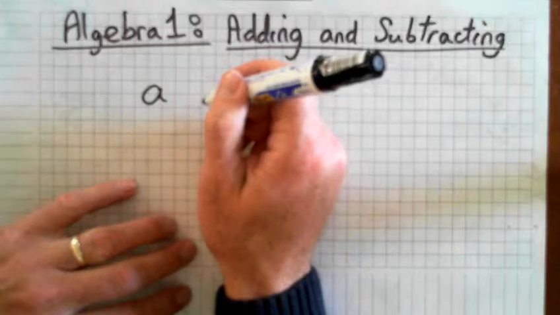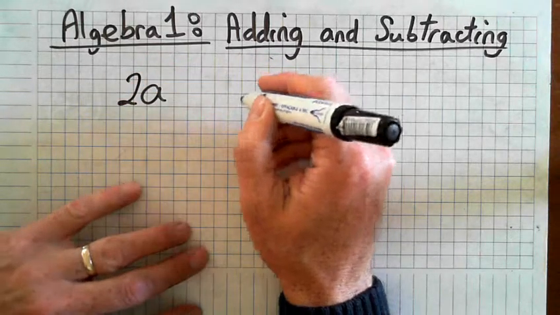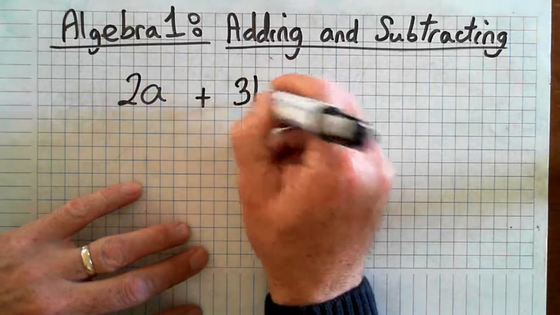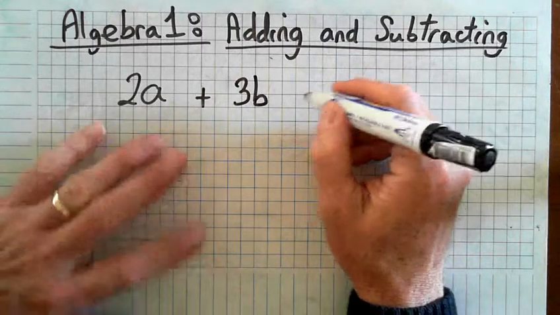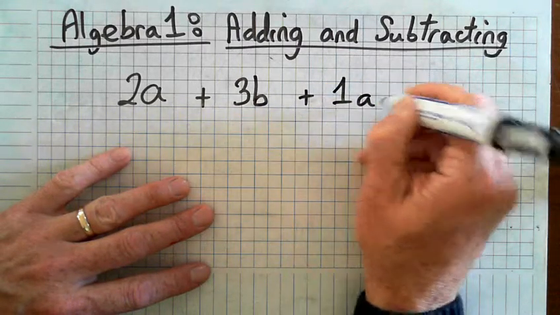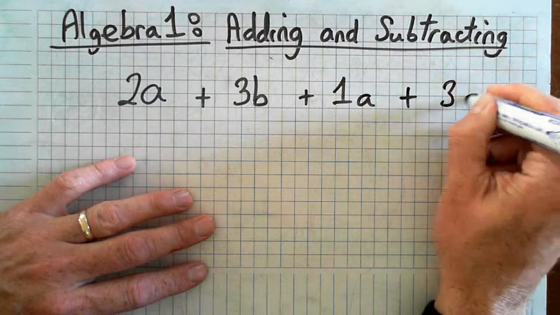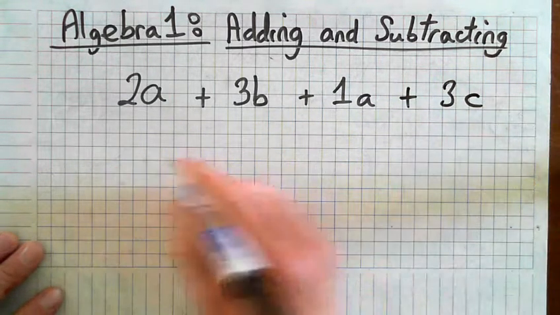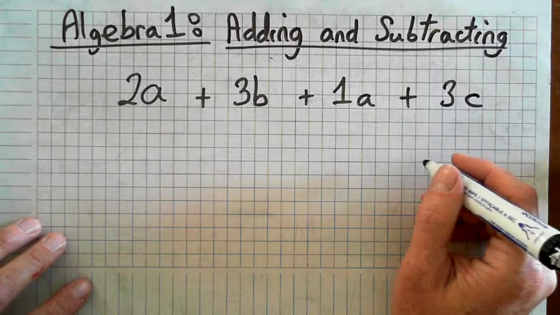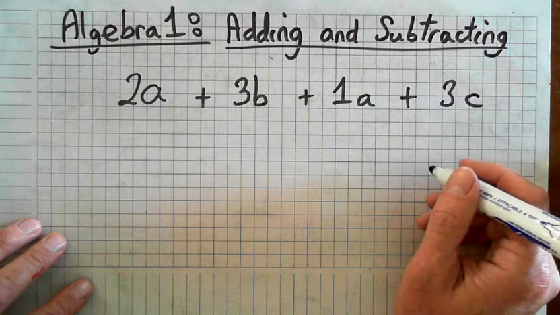Let's say A represents apples, so I've got 2 apples plus 3 bananas, and there's another apple lying somewhere in the kitchen, and there are 3 carrots. So this is simple. So first of all, how many apples are there in total in the house?